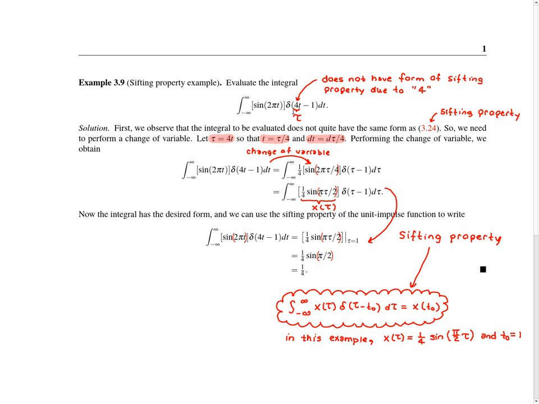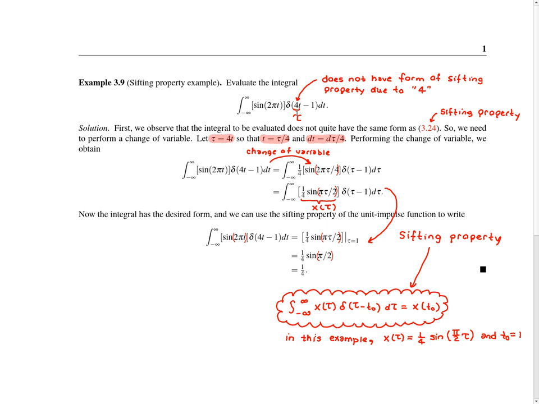So what I'm going to do is define a new variable, which I'm calling tau here, and I'm going to define it to be equal to 4t. And the motivation for this definition is I want it to be such that after I apply the change of variable, this constant 4 disappears. Effectively what I've done here is I've absorbed the constant 4 into the definition of tau. So after I do the change of variable, the 4 will be gone.